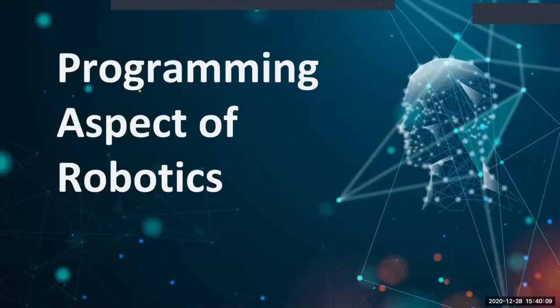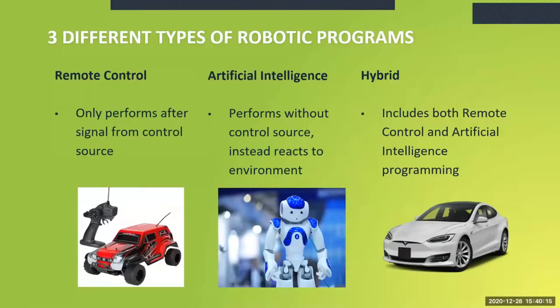I will talk about the programming aspect of robotics. There are three types of robotic programs. First, there is remote control programming. A robot with remote control programming has a pre-existing set of commands that it will perform only if it receives a signal from a control source, typically a human being with a remote control. Secondly, there is artificial intelligence programming. Robots that use artificial intelligence interact with their environment on their own without needing a control source and can determine reactions to objects and problems they encounter using their pre-existing programming.